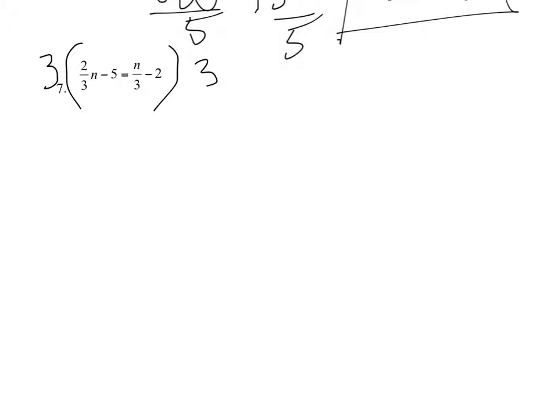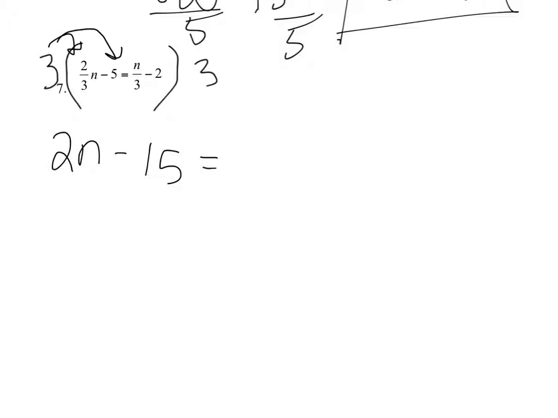So I like how Mr. G distributes his 3 in terms of fractions. He first asks himself 3 divided by 3, because when you think denominator, think divide. 3 divided by 3 is 1. 1 times 2 is 2, so that's going to be 2n. And then 3 times a negative 5 is going to give me my negative 15.